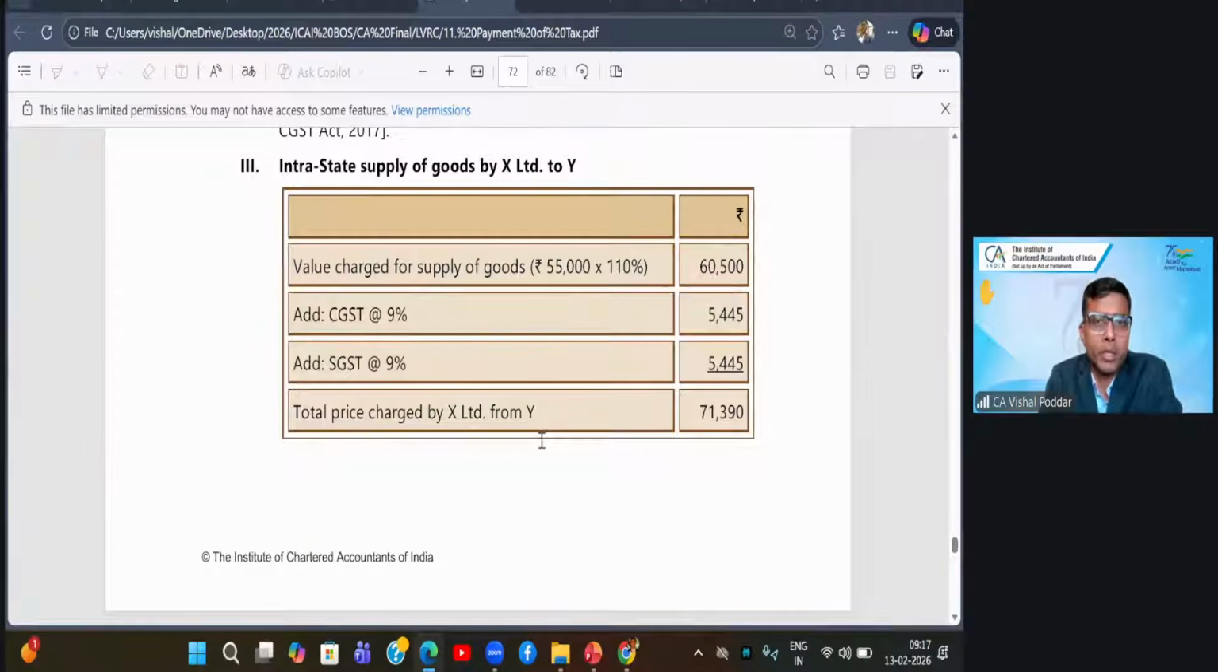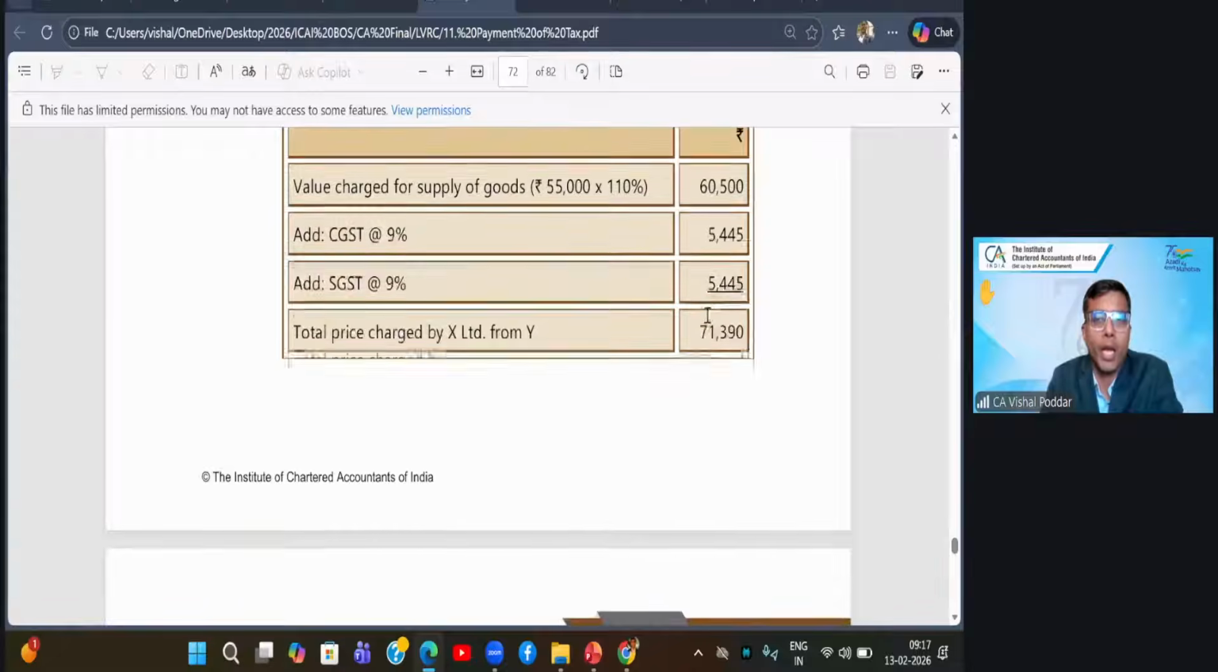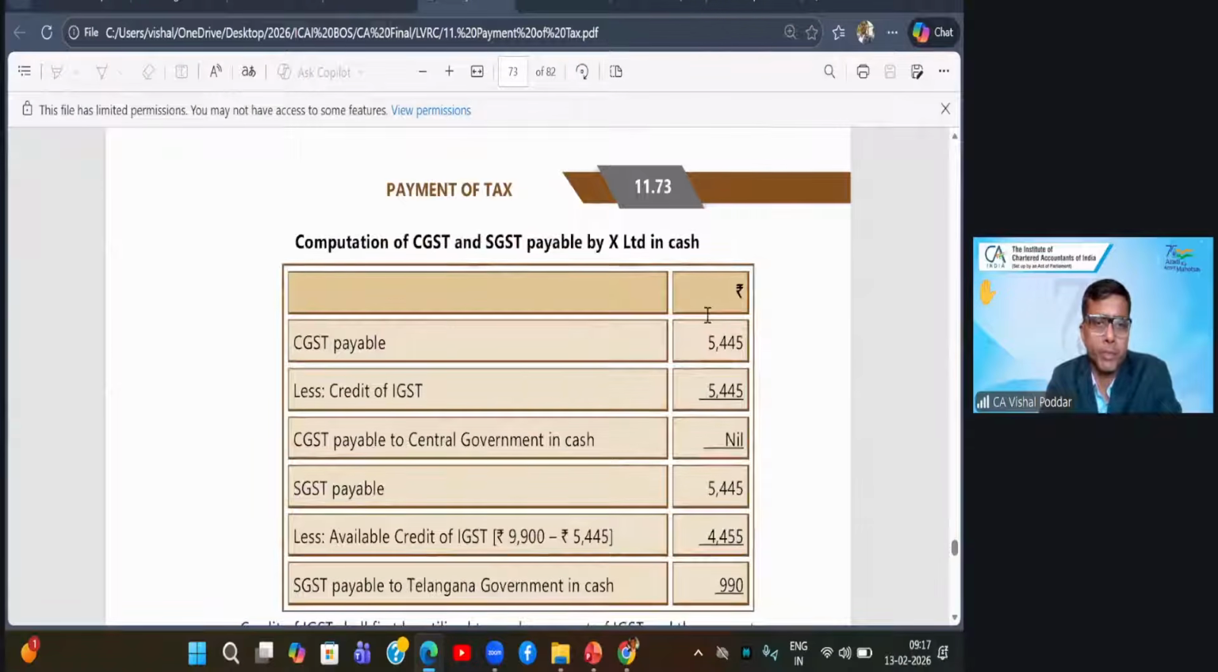Next comes a third leg where now X is supplying to Y again within the same state. Again, X has to add 10% margin on the purchase cost of 55,000. After adding 10%, the sale price of X will become 60,500. CGST, SGST will be applicable because it is intrastate. And now the tax payable: X has received IGST credit.